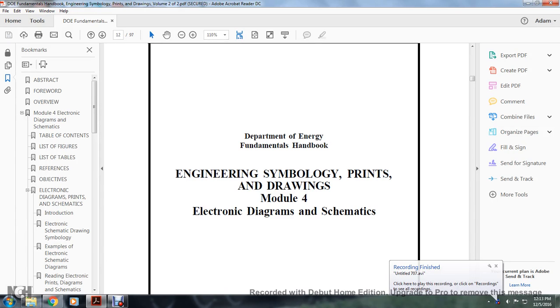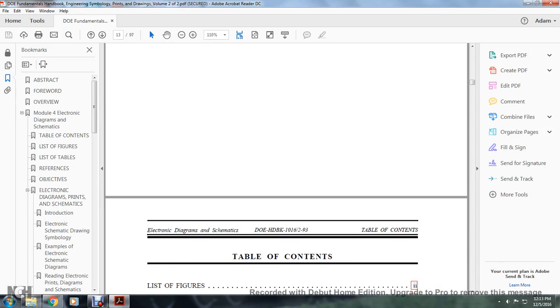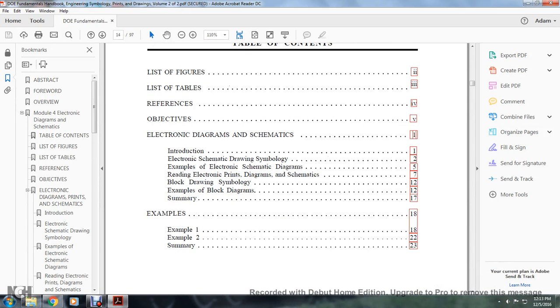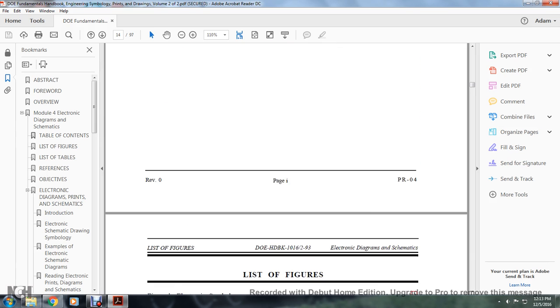Department of Energy Fundamentals, Engineering Symbology, Prints and Drawings, Module 4: Electronic Diagrams and Schematics. Table of Contents, List of Figures, List of Tables, References, Objectives, Electronic Diagrams and Schematics, Introduction, Electronic Schematic Drawing Symbology, Example of Electronic Schematic Drawing, Reading Electronic Prints and Diagrams of Schematics, Block Diagram Symbology, Example of Block Diagrams, Summary, Example 1 and 2 in Summary.